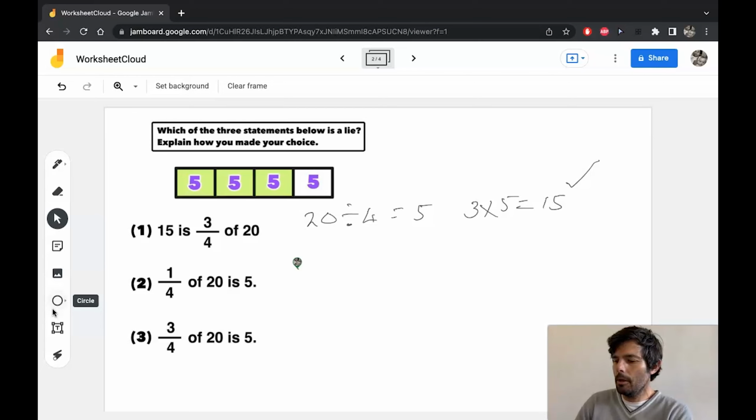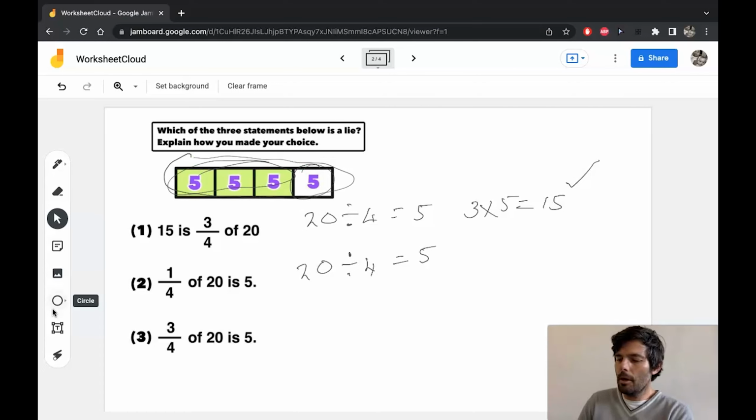So remember, we can go 20 divided by 4, which we've already done in the first question. That gives us 5. You can also notice that this section over here is divided up into quarters. So one of them is equal to 5. 3 of them is equal to 15.